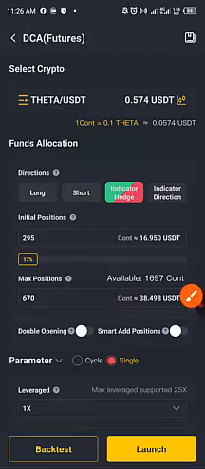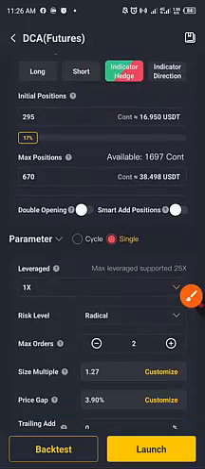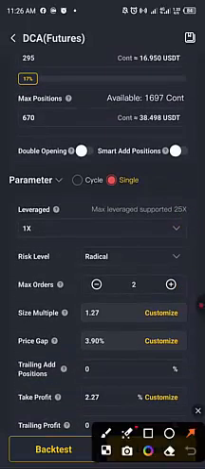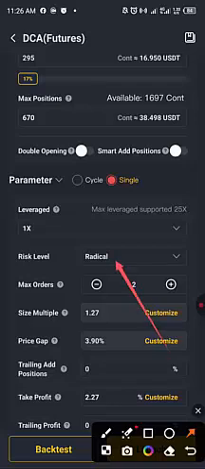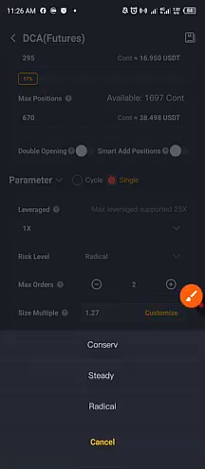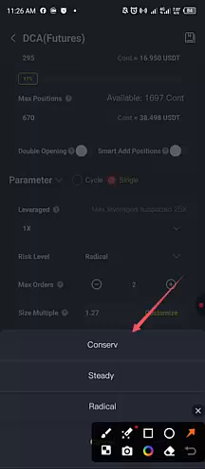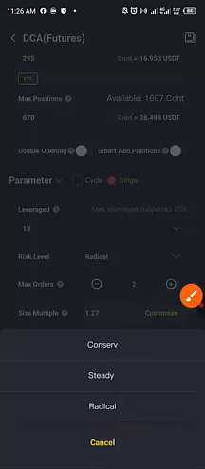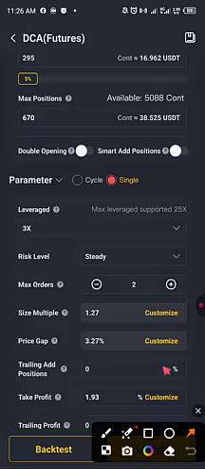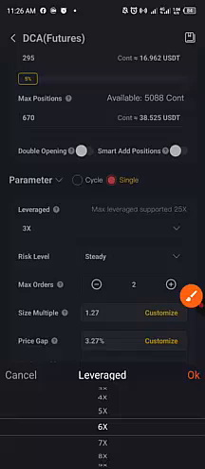So we go again, the same process. First thing we do, we come to change the risk level from radical. We set it to steady. Okay, select steady. We come to leverage. Okay, change leverage to 10.